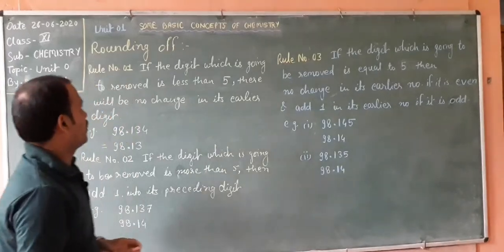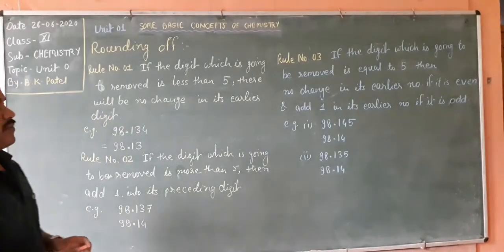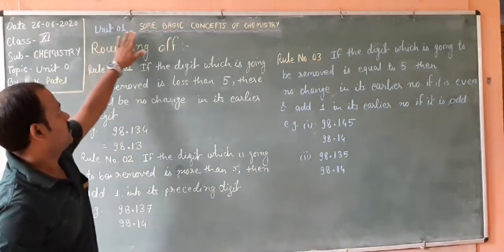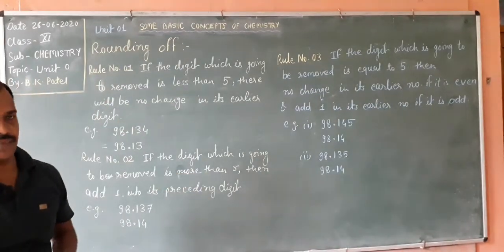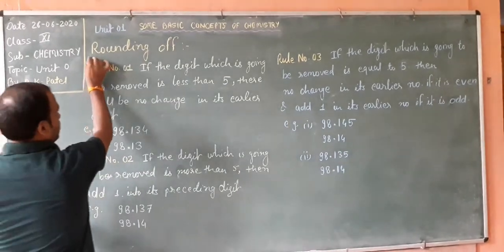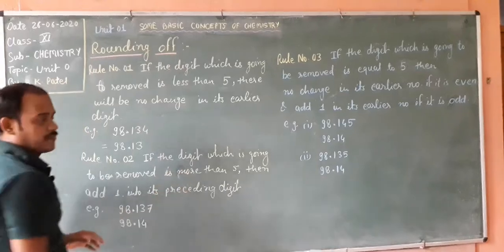Today I am here with the discussion for class 11, first unit. The first unit is some basic concepts of chemistry. So here students, today's topic is rounding off.